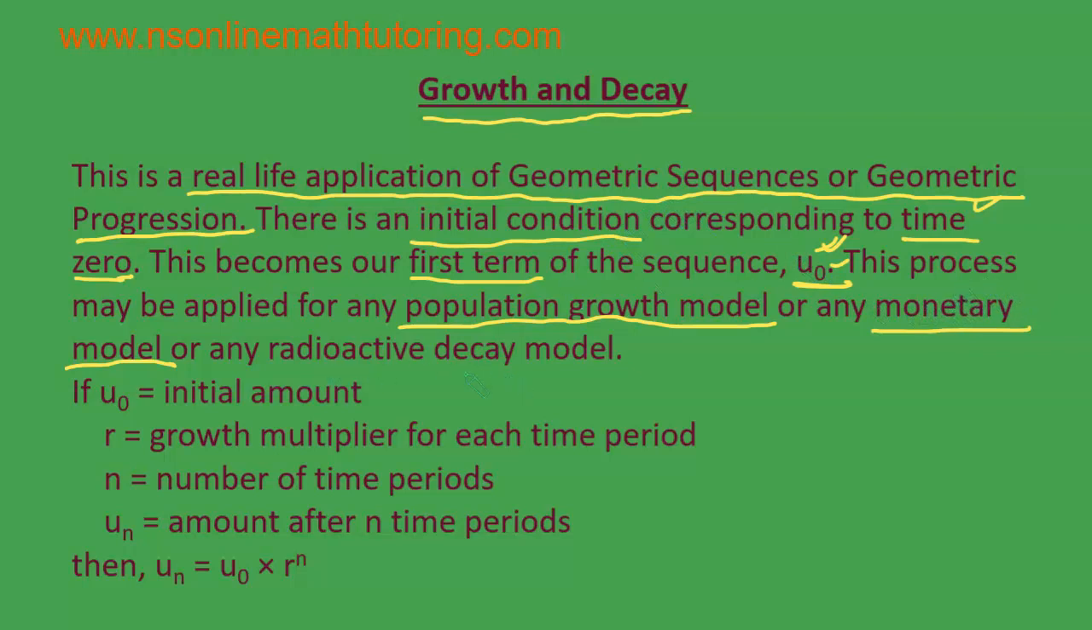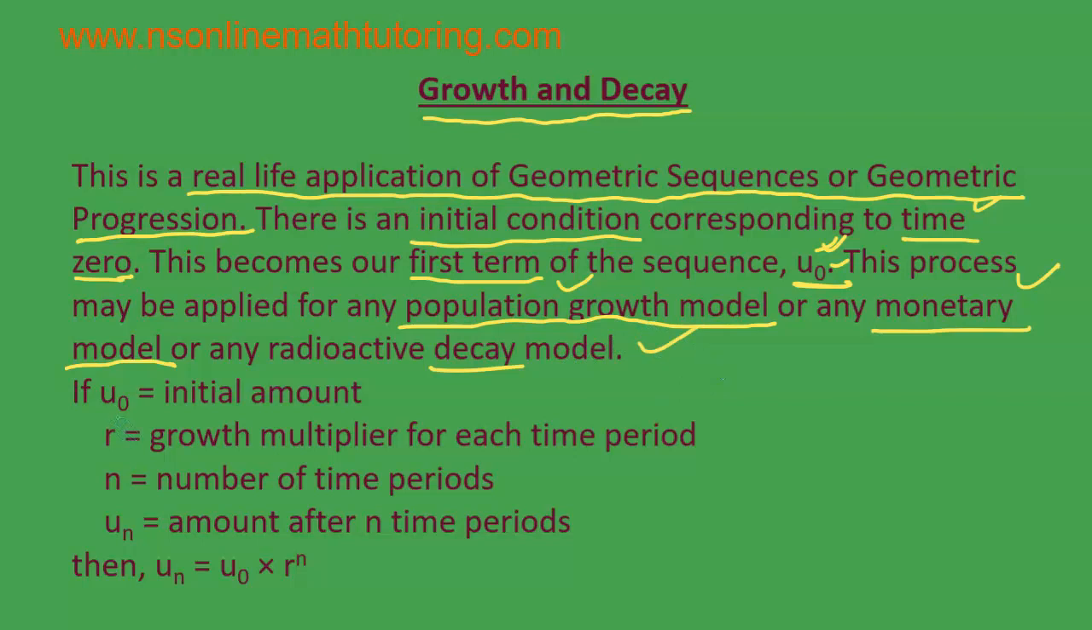Or a radioactive decay model. Radioactive substances obviously go on decaying and they have their half-life, so it is a case of a decay model. The population growth can be a growth model or a decay model. The monetary model, if it is a case of receiving money, we would definitely want it to be a growth model. And radioactive particles are an example of a decay model.